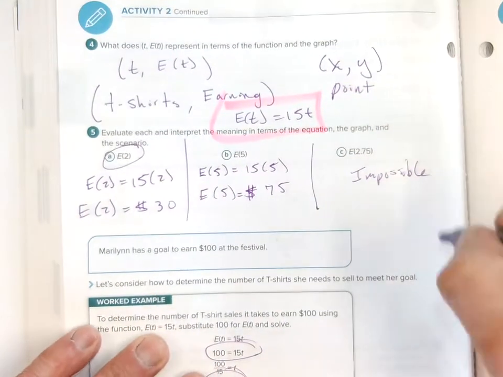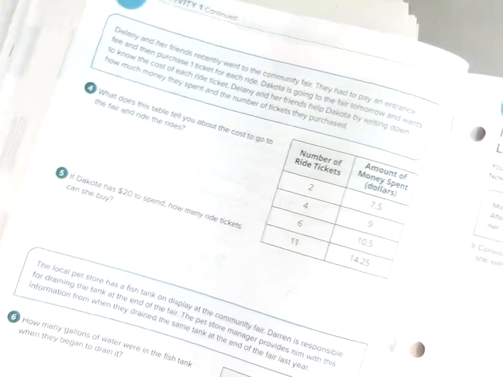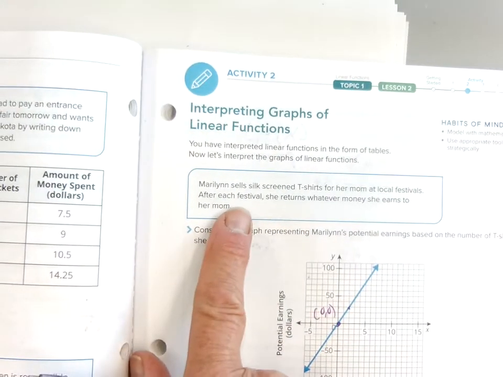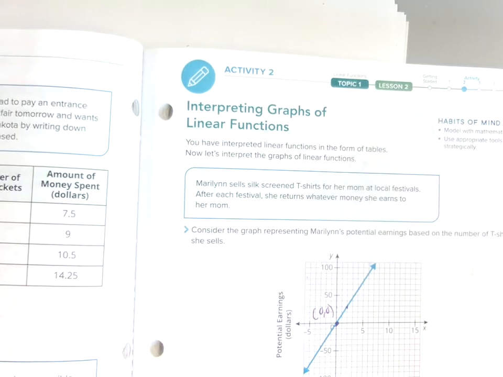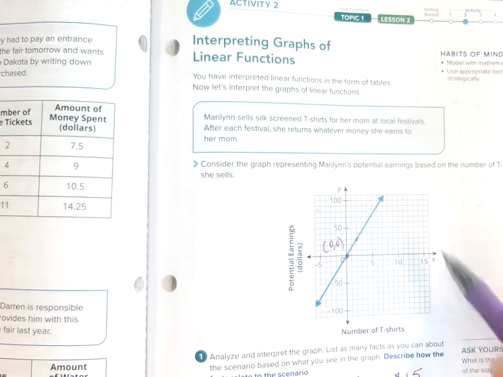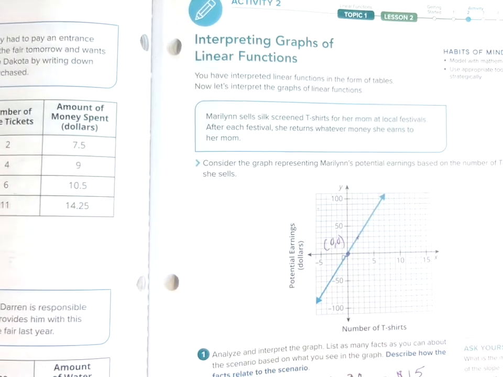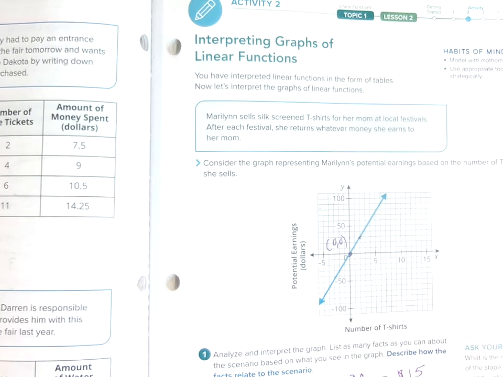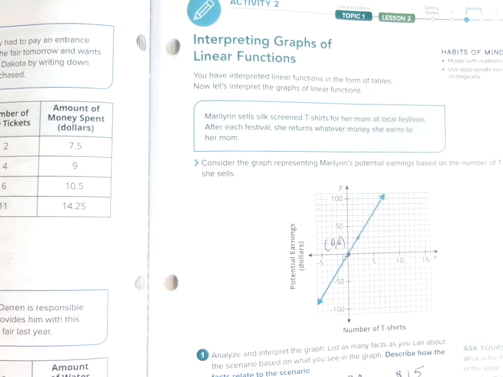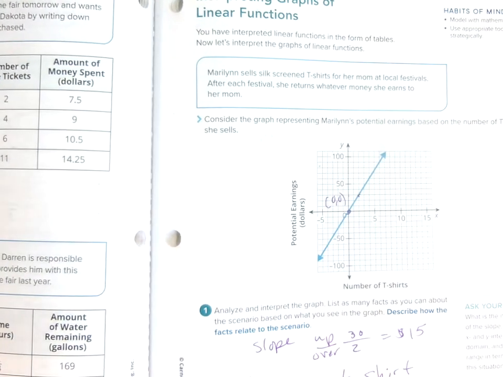And then we went a little bit further and we looked at what the book did. They did the same kind of thing, except it's a slightly different problem. Maryland sells t-shirts, and we figured out the slope was up 30 over 2. So the slope is 15, which really means it's going to be $15 per t-shirt. That's the slope. And then the origin is 0, 0, so she doesn't have any cost. She just sells t-shirts, okay? She should have some cost, but hold on.